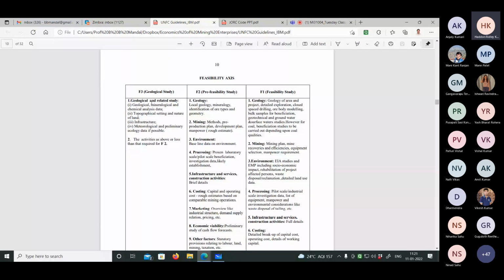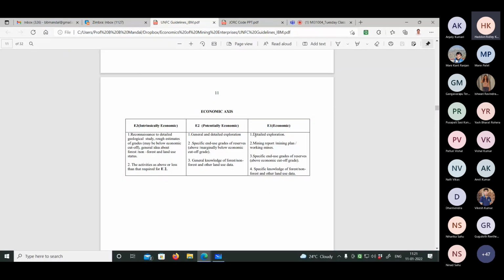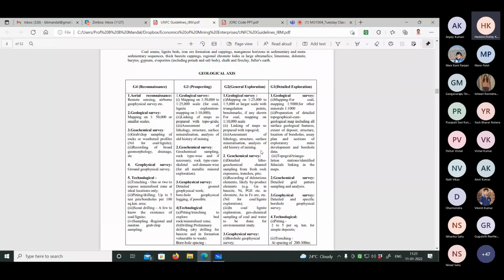Similarly, in feasibility, if you study, I will share this document. You will see how it is going from F3 to F1. Okay. Similarly, and again in economic axis, when you have the mining report, mining plan, all these things made, then only you can say you have an E1. That means specific knowledge of the economic feasibility is expressed as E1. So this gives a good idea about the UNFC system, United Nations Framework Classification Guideline, which is followed by most of the countries.